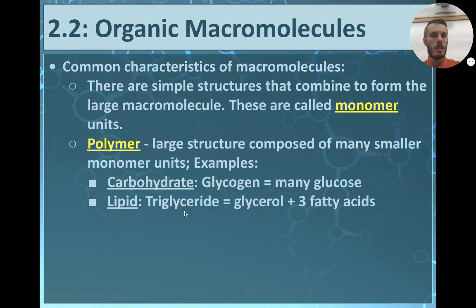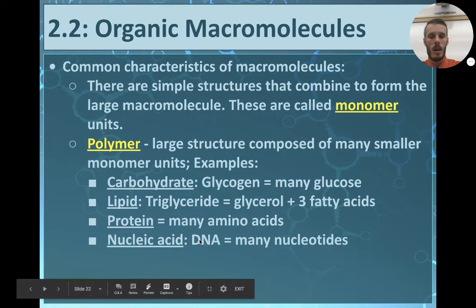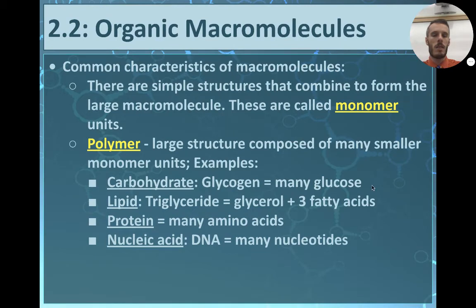Lipids, we have triglycerides or fats. These fats are composed of a glycerol and 3 fatty acid tails. Proteins are made up of many amino acids, and nucleic acids, example here would be DNA, which are many, many, many nucleotides. Okay, so the nucleotides, the amino acids, the fatty acids and glycerol, the glucose, those are all monomers to the polymers in glycogen, triglycerides, a protein, and DNA.